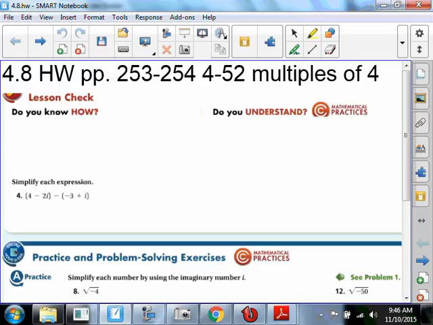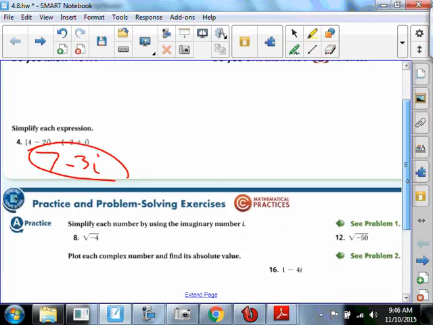We're just combining like terms. So we have 4 minus negative 3. That's going to give us 7. And then we have negative 2i take away i, so negative 2i take away 1 more. That's going to be minus 3i, and that's it. Number 4 was that easy. 4 minus negative 3 is 7. Negative 2i minus positive i is minus 3i.